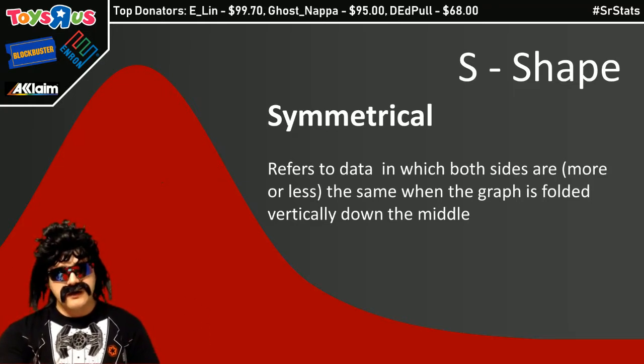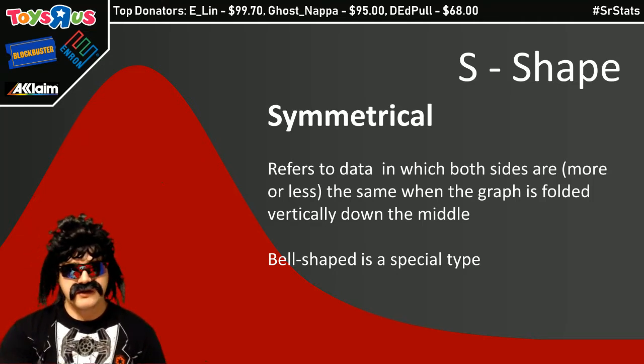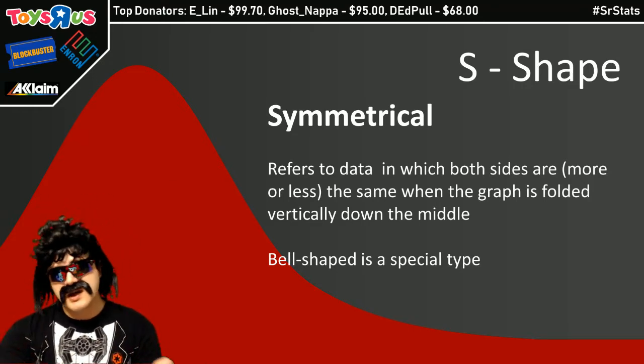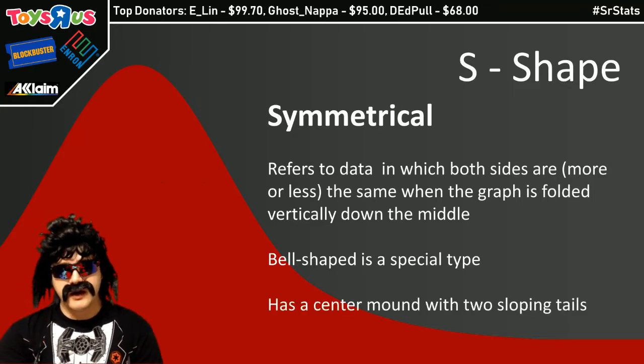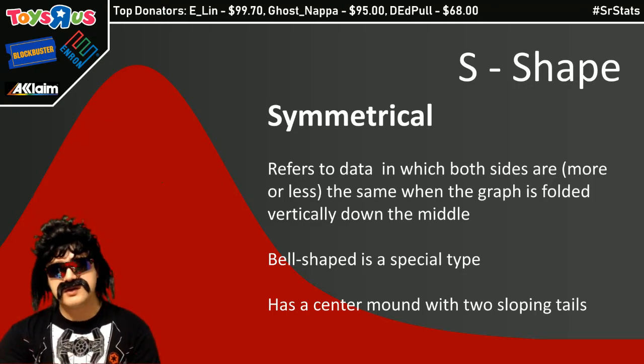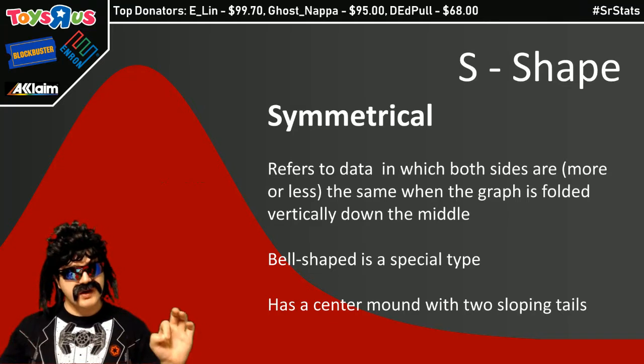Okay. So a bell shape is a special type that we're going to talk about with symmetrical data later on. The bell shape's what we'll call normal distribution later on, but again, it's not quite yet what we're looking at. But symmetrical has a central mound with 2 sloping tails. So the farther parts out, just a little bit of sprinkles off to the side.